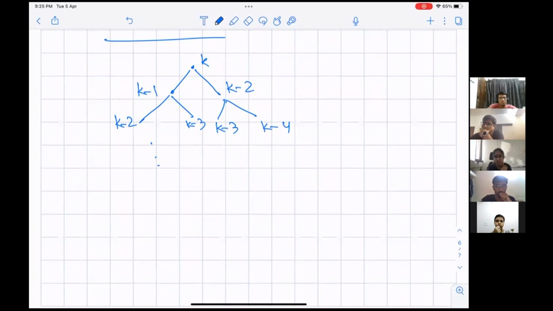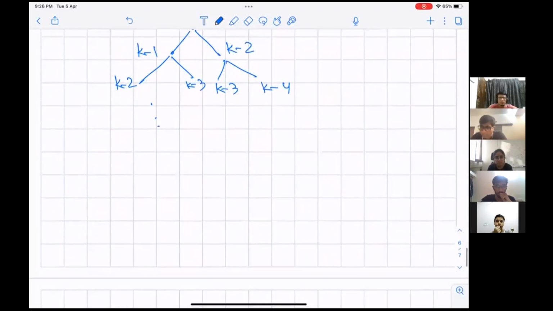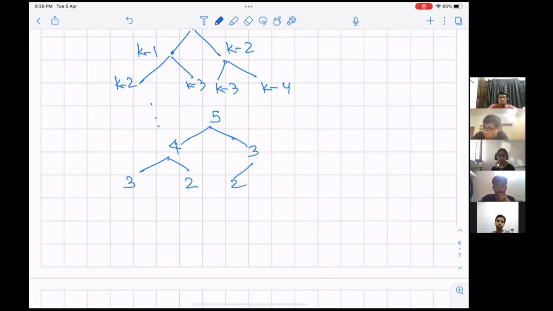But now let's fix K equal to 5, and let's see what happens. If I have 5, what happens? 4 and 3. Then 3 and 2, 2 and 1. Sorry, you're right. Maybe when it comes to 1, we just stop. Now 3 can go still further. What will 3 become? 2, 1 and 2, 1. What will 2 become? 1 and 0. And what will the other 2 become? 1 and 0. So we'll stop at 1 and 0. This will not go further.